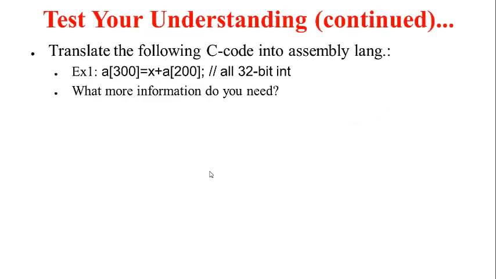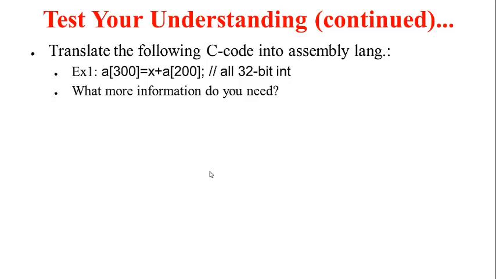Now let's put our understanding to some real test by translating a C statement into MIPS assembly language. So this statement here says A[300] = X + A[200]. Assume that A is an array of 32-bit integers and X is also a 32-bit integer. As you start thinking about how to translate this into MIPS assembly language, you will run into some problems. You will need more information than what I have given here. Think about what more information you need.